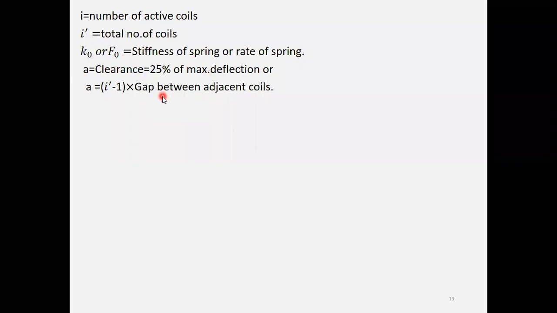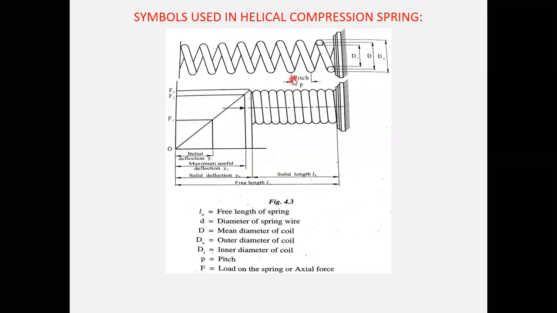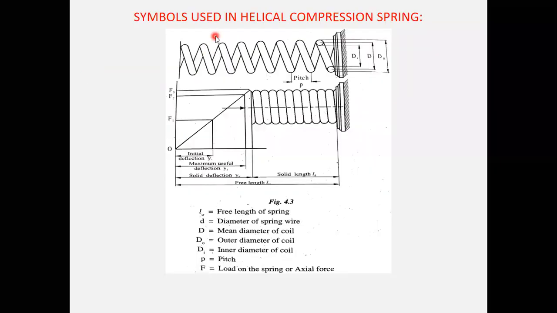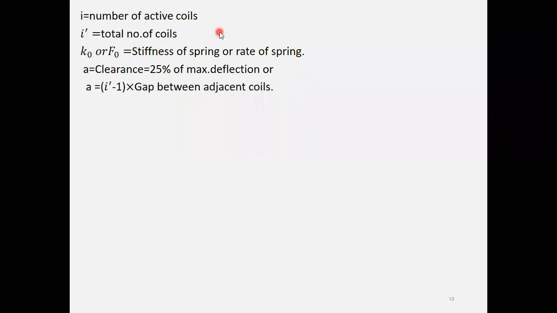Otherwise, you can use this formula: A is equal to I dash, the total number of coils, which will be given, minus 1, into the gap between the adjacent coils. What is the gap between the adjacent coils? That is the pitch. From that you will calculate the A value. Either you can use this or this. These are the different symbols which will be used in the helical spring.